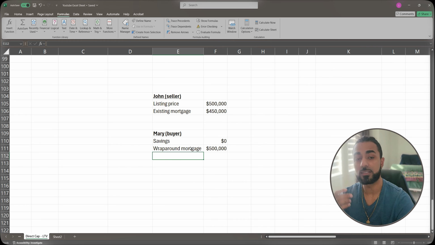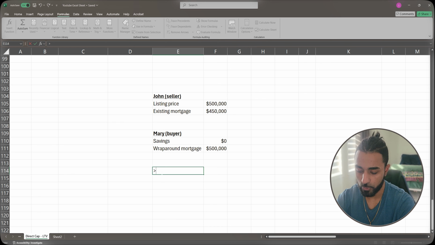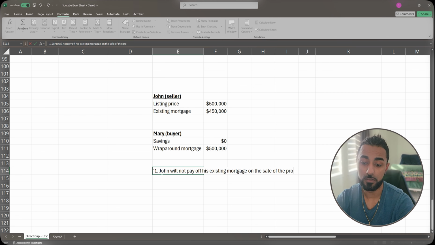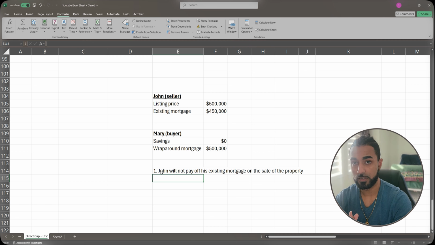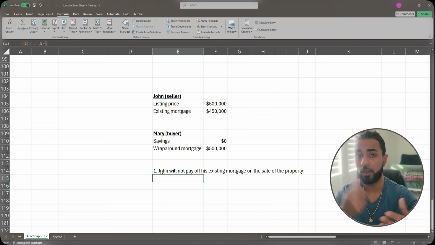However, the way this works is a little bit interesting. When John sells the property, just a few key points. One, John will not pay off his existing mortgage, okay? So he's not going to pay off his existing mortgage on the sale of the property. That's the first thing. It's not like a typical sale where I sell it to you, I pay off my mortgage, you get a mortgage, and you buy the property. It doesn't work like this. So with a wraparound mortgage, the first point is John is not going to pay off his existing mortgage.